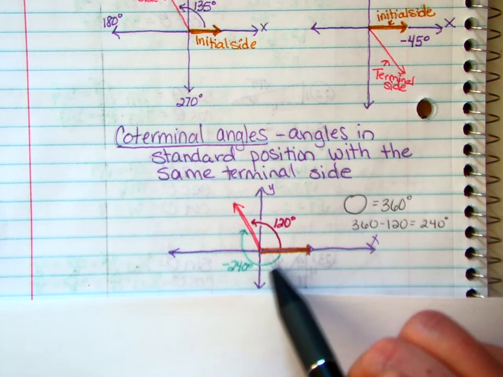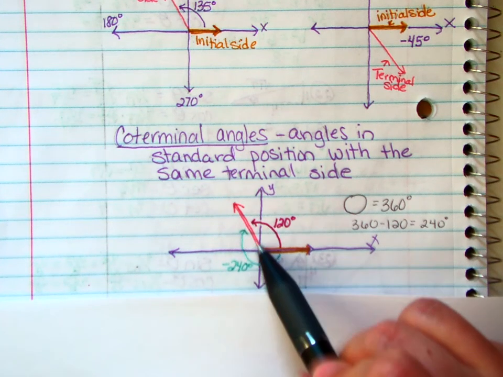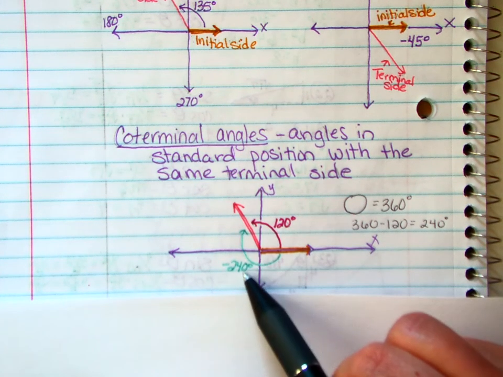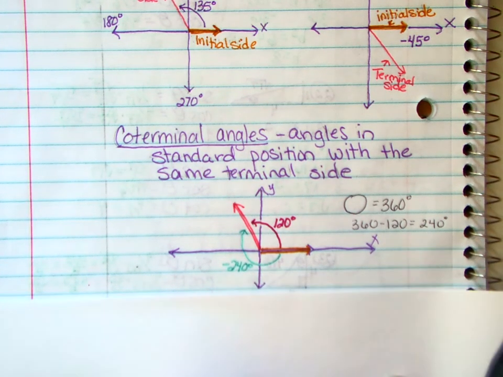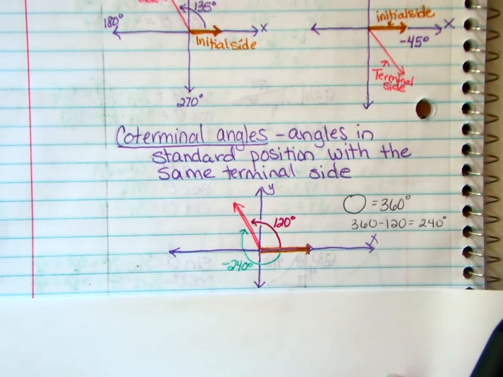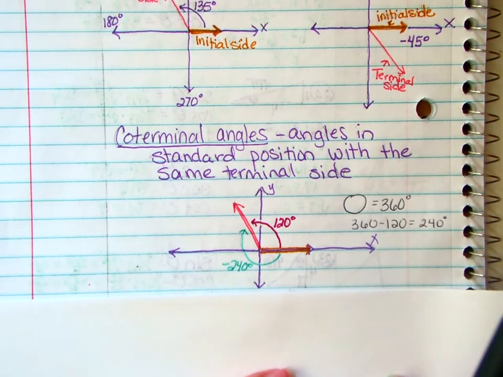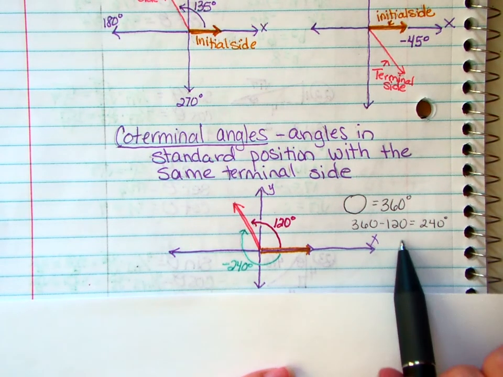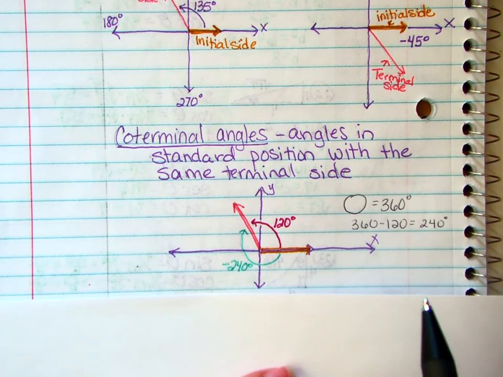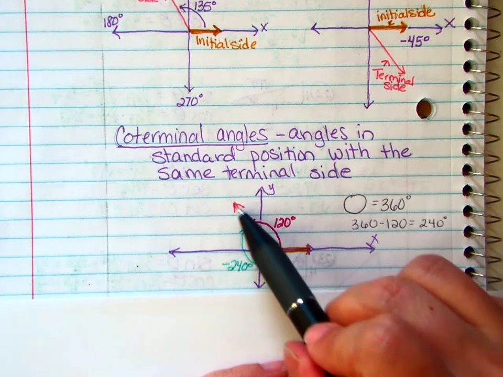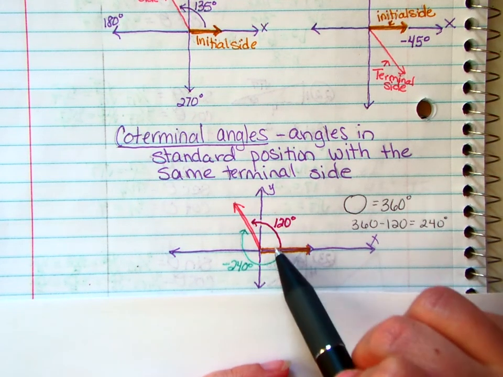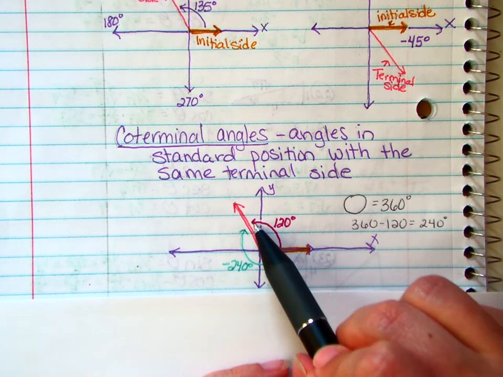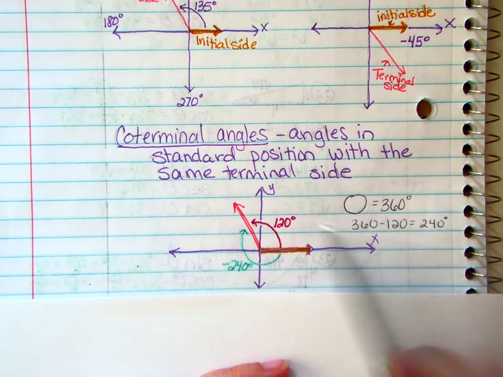So if I were to go this way and stop at this ray, I would be at negative 240. Now remember, a circle's 360 degrees, so all I really had to do was take 360 minus 120, and I got my 240. So they both are the same. I can go positive rotation to get 120 or negative rotation to get negative 240.